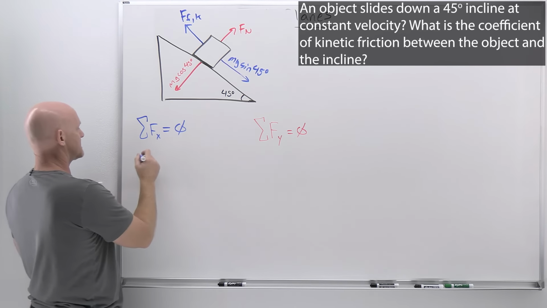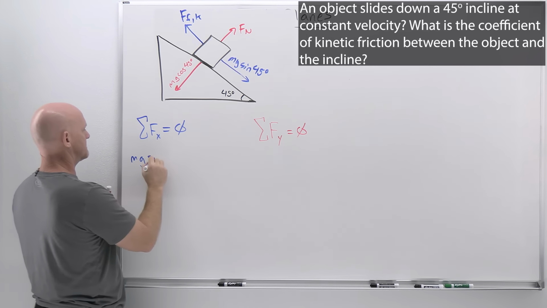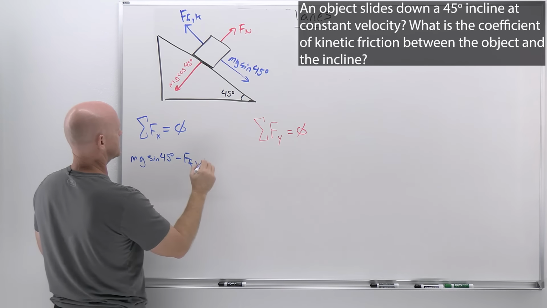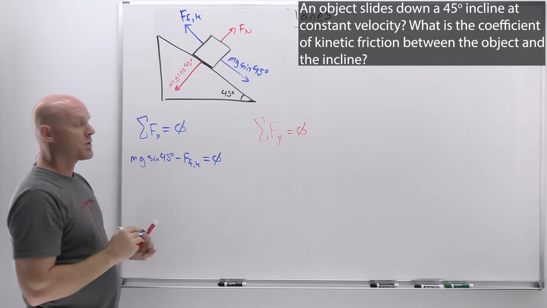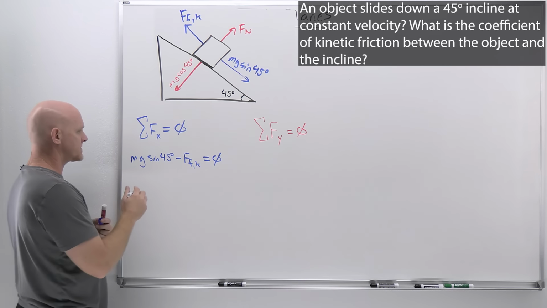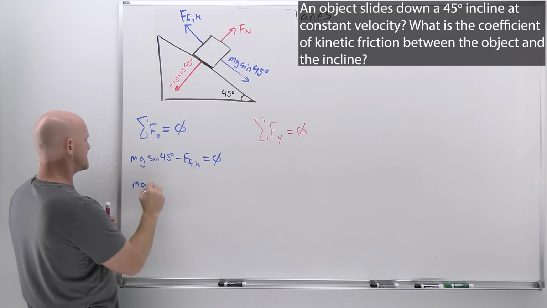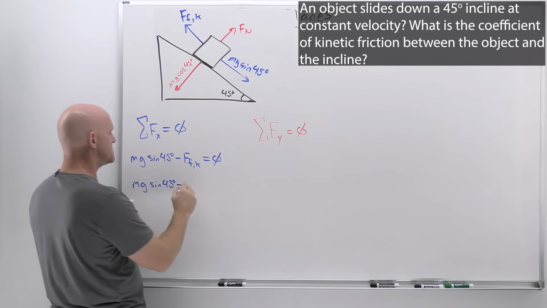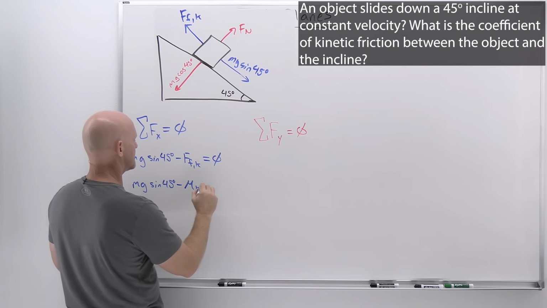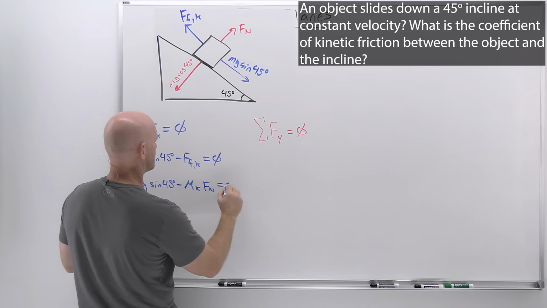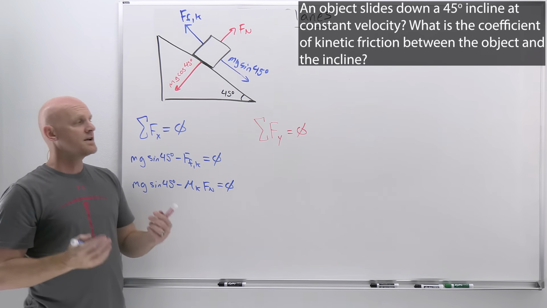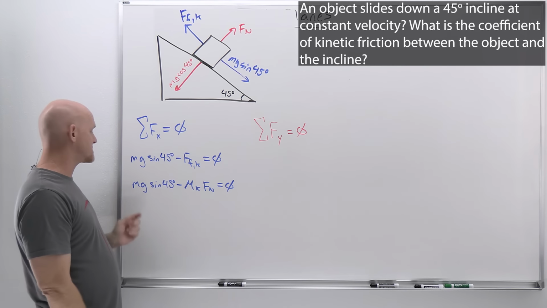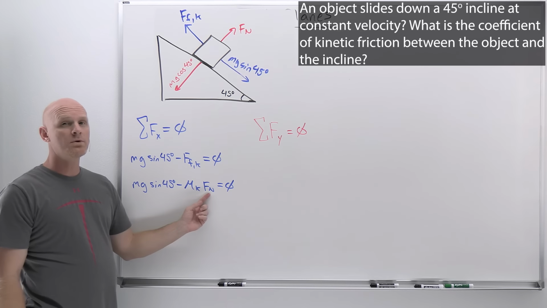And in this case, we've got mg sine of 45 degrees minus that force of friction, kinetic friction, equaling 0. But we want to solve for the coefficient of kinetic friction, so we have to go a little bit deeper here. So we're going to have mg sine of 45. And again, force of friction is mu times normal force, so mu kinetic times the normal force equals 0. And here's why we need that other equation, because we don't know the normal force. And we want to solve for that coefficient, we need to know everything else. Well, we know the mass, we know gravity, we don't know the normal force yet.